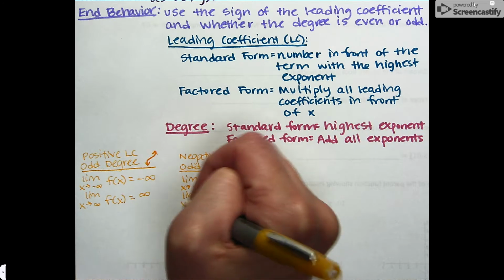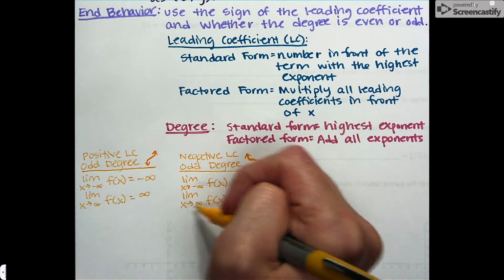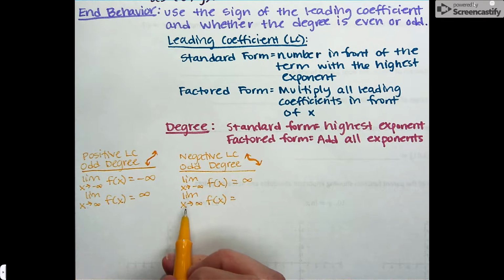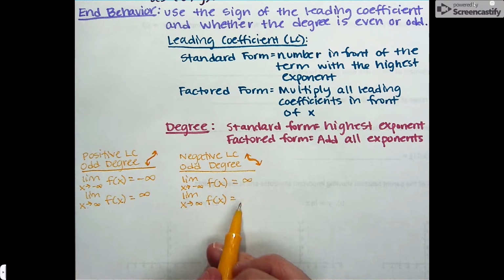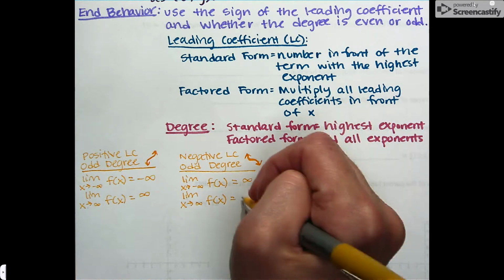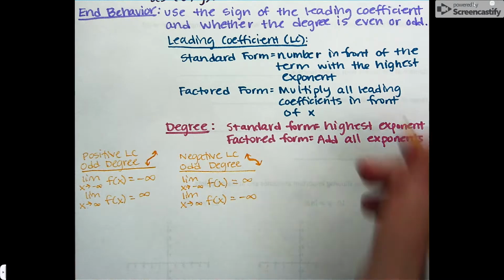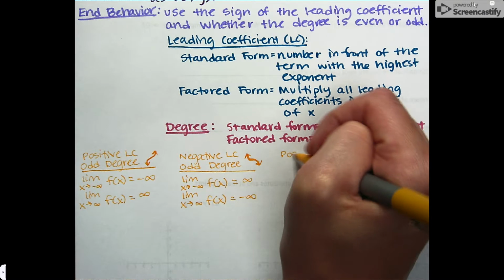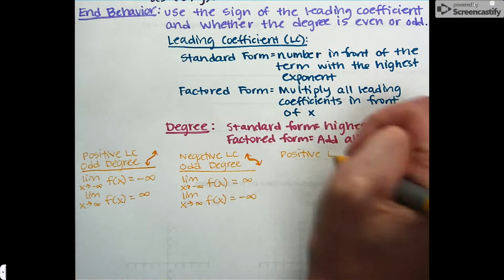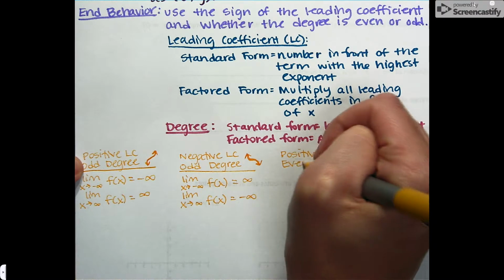Then the limit as x approaches positive infinity of f of x. So if I'm going right, so that's what that means, limit as x approaches infinity of f of x. So if I go to the right, the graph is going down to negative infinity. Okay, so then we also have a positive leading coefficient, like the first one, but now instead of odd degree, let's talk about even degree.